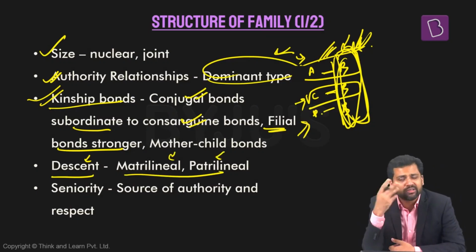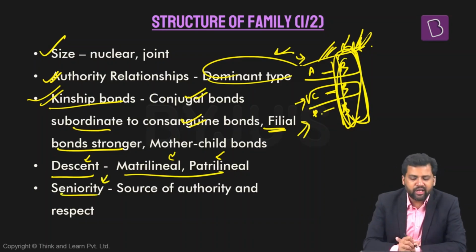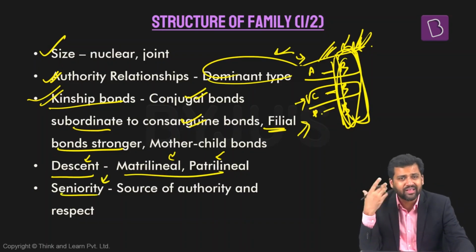Descent, how you can trace your lineage, most likely in the Indian scenario, it is lineal descent. In some societies, some communities, as exceptions, it can be maternal descent as well. Seniority is typically a source for authority and a source for respect. So those who are elder are given respect within the family setup.